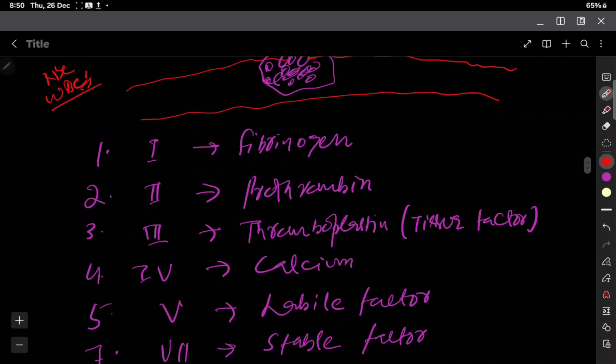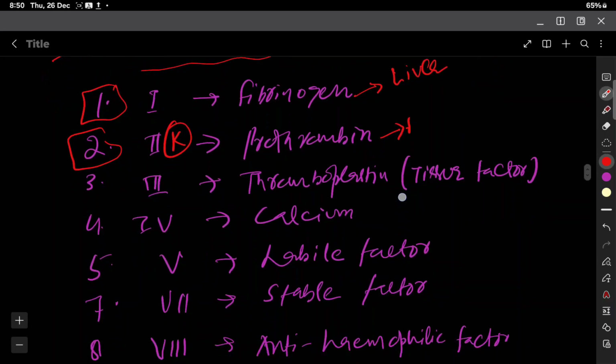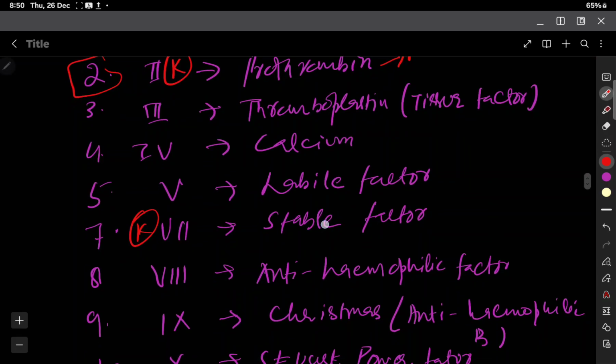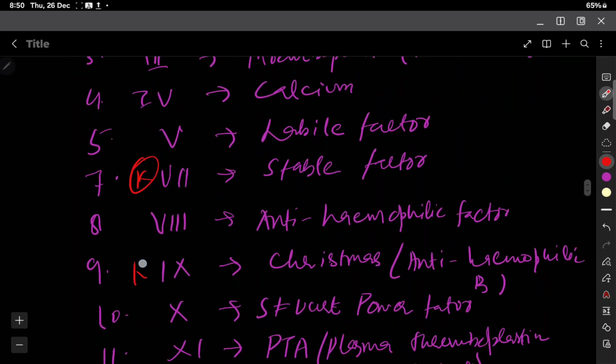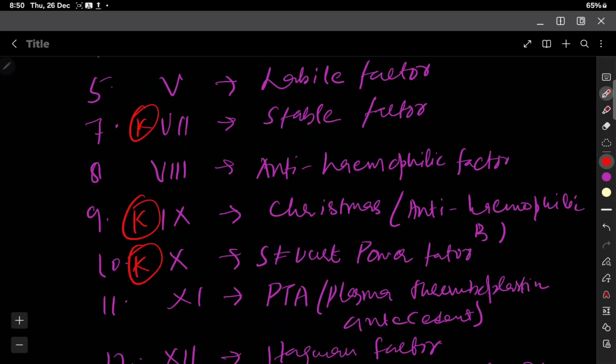Okay, so factor number one and factor number two, these are very important for the process of coagulation. Okay, so fibrinogen is produced by the liver. Then there is prothrombin. For prothrombin, vitamin K is very important, so I will write it here. For the functioning and synthesis of prothrombin, vitamin K is very essential. There are other factors for which vitamin K is important. For example, factor number 7, vitamin K is important for the synthesis of this. Then there is factor number 9, vitamin K is important for this also. Then there is factor number 10, for this also vitamin K is very important.